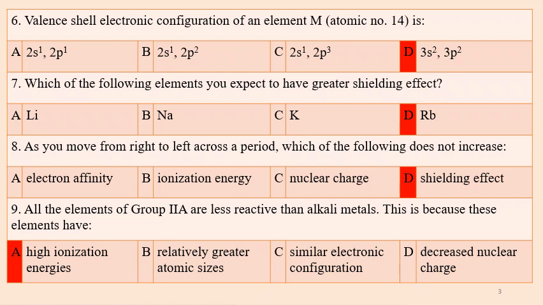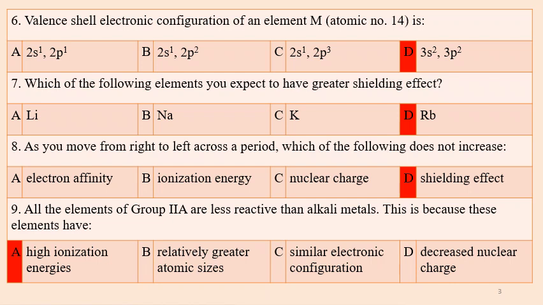Question number 6 is valence shell electronic configuration of an element M which has atomic number 14. The correct answer is 3s2, 3p2. How? Silicon is the atom which has atomic number 14. Its electronic configuration will be 1s2, 2s2, 2p6, 3s2 and 3p2. Valence shell is the outermost shell. So here it is shell number 3 with 3s2 and 3p2. So the correct option is D.